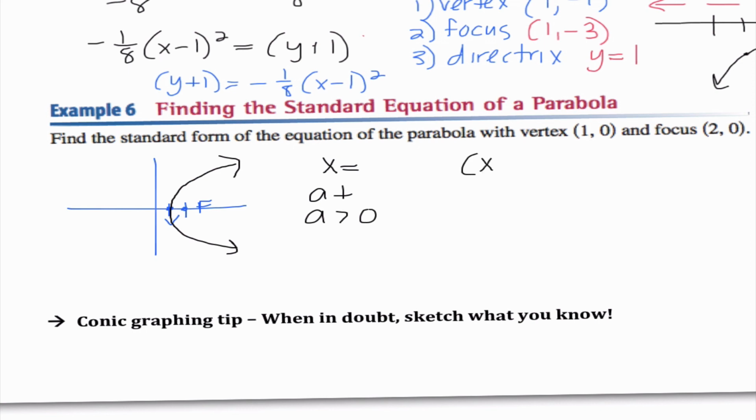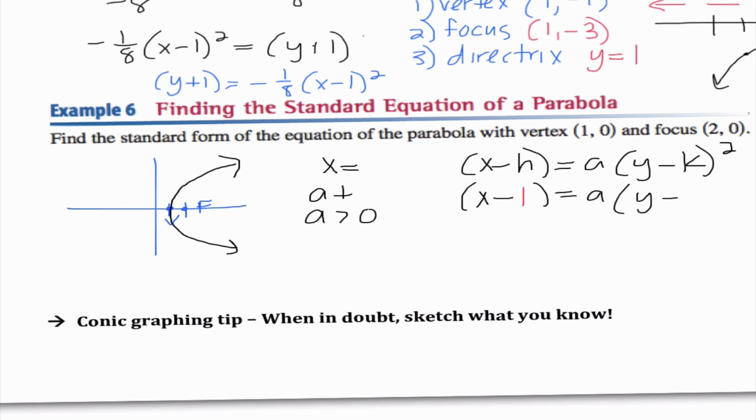So I'm going to write x minus h equals a times y minus k squared. So I'm going to substitute in what we know. We know that the vertex is 1, 0. So I have x minus 1 equals a times y squared. So I'm going to go ahead and we need to determine what this a value is. So once again, we know d equals 1 over 4a.